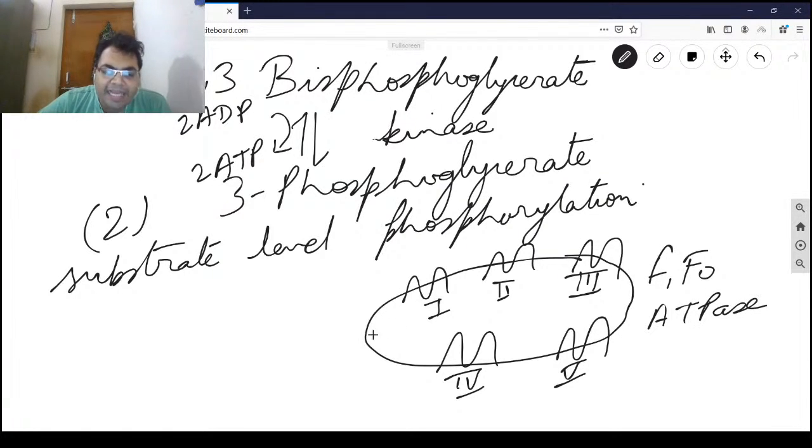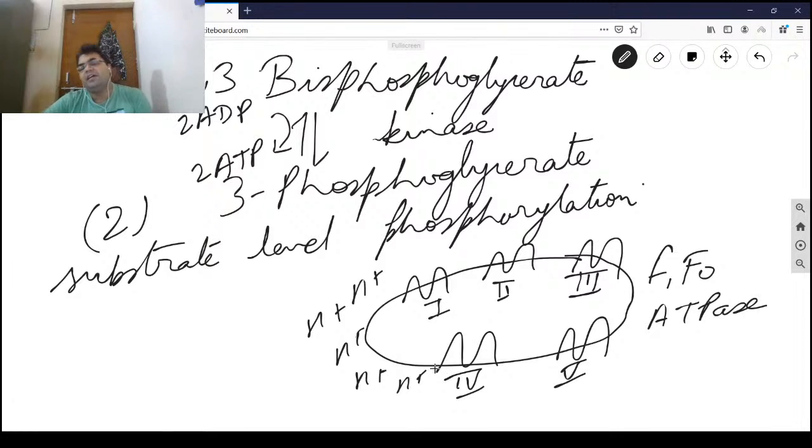In the inner membrane space, when the electrons are transferred from NADH to oxygen from complex 1 to 4, you have too much H plus in the system. Here all the H plus are thrown, here very less H plus, here more. So you will have an electrochemical gradient where this pH is lower, this pH is higher because you have more H plus here, and electrochemical gradient means too much positive charge here, very less positive charge here.